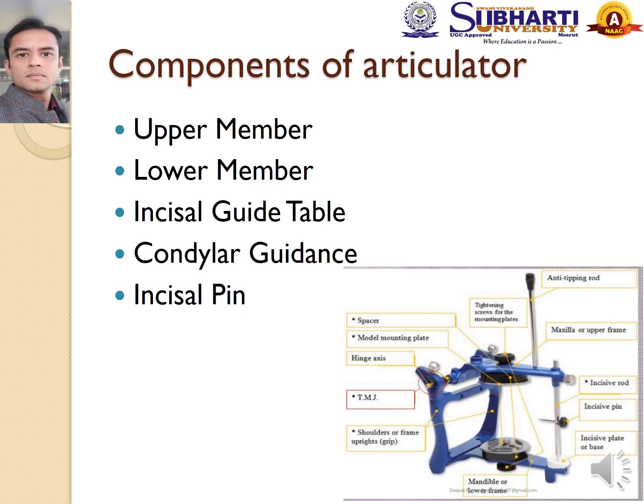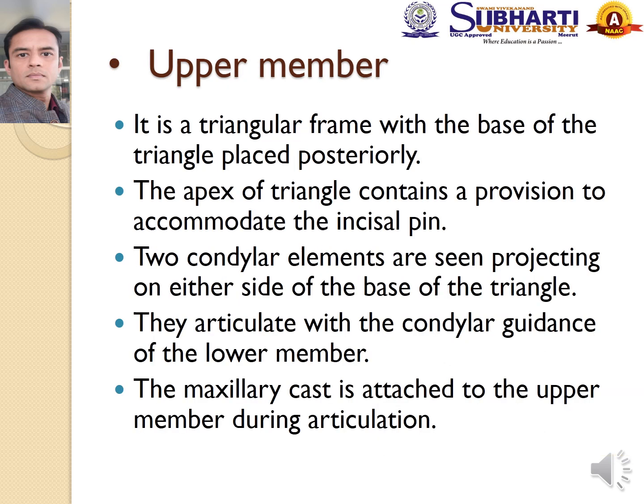Then we have condylar guidance, which is non-adjustable, which we cannot change in a non-adjustable articulator, and which we can change to simulate natural movement in semi-adjustable, and we can completely simulate in fully adjustable. And we have the incisal pin to determine a particular vertical dimension. Either we have to increase or decrease that vertical dimension, that is when we clench our teeth, that dimension we can vary. That is done by the incisal pin.